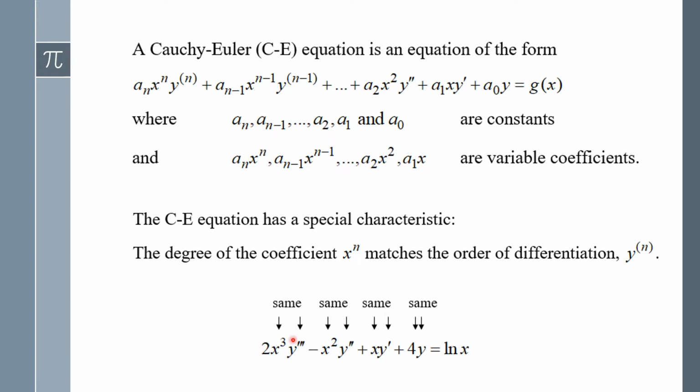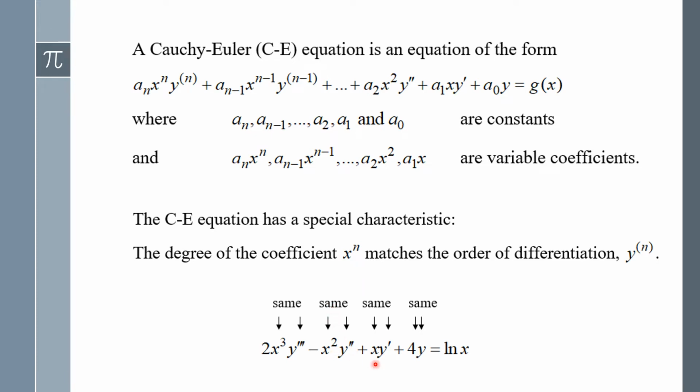Okay, so for example, if you look at this equation, 2x cubed y triple prime minus x squared y double prime plus xy prime plus 4y equals ln x. This equation has a special characteristic. The degree of x in this case is 3, and the order of differentiation of y is also 3. So 3, 3, they are the same. For the second term, the degree of x is 2, and the order of differentiation is also 2. 2, 2, they are the same.